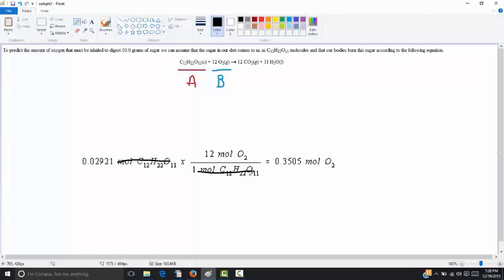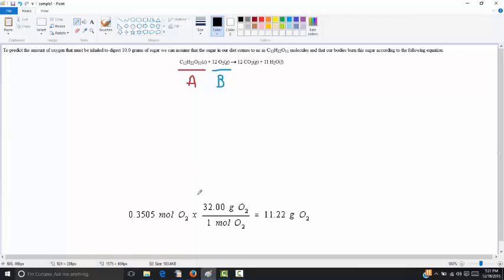Okay, now we have one more step. Starting with the value that we just found, 0.3505 moles of oxygen, we convert moles to grams. The atomic mass of oxygen is 16, but we have 2 of those, so that would be 32 grams. Again, we want the unit that we want to get rid of on the bottom of this ratio, so they can cancel each other out. So our final answer, 11.22 grams of oxygen.